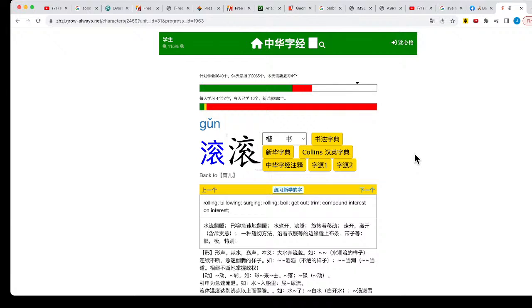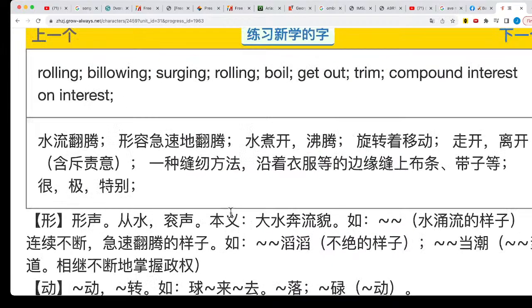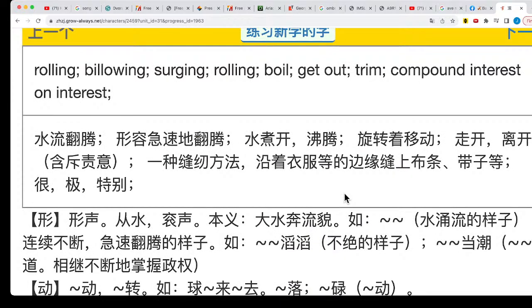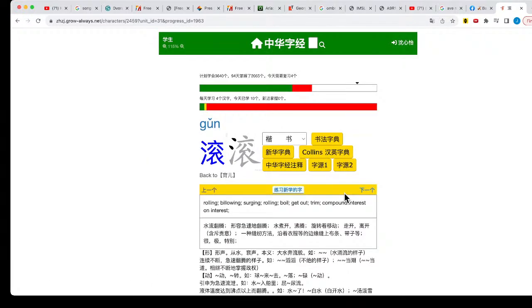So these are the meanings of this 滚. You can see the basic meaning is that it's a repeated thing, one after another. So this is the basic meaning. Boiling water, rolling water, it all sounds and feels like that. So let's take a look at this character.